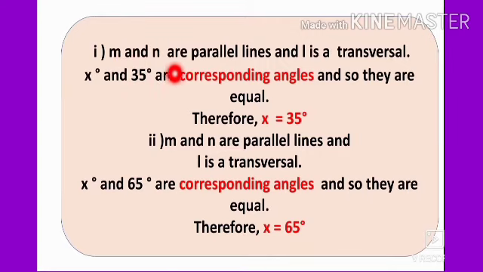Write down: M and N are parallel lines and L is the transversal. X degree and 35 degree are corresponding angles and so they are equal. Therefore, X degree is equal to 35 degree. And also M and N are parallel lines and L is a transversal. X degree and 65 degree are corresponding angles. Since they are corresponding angles, they are equal. Therefore, X is equal to 65 degree.